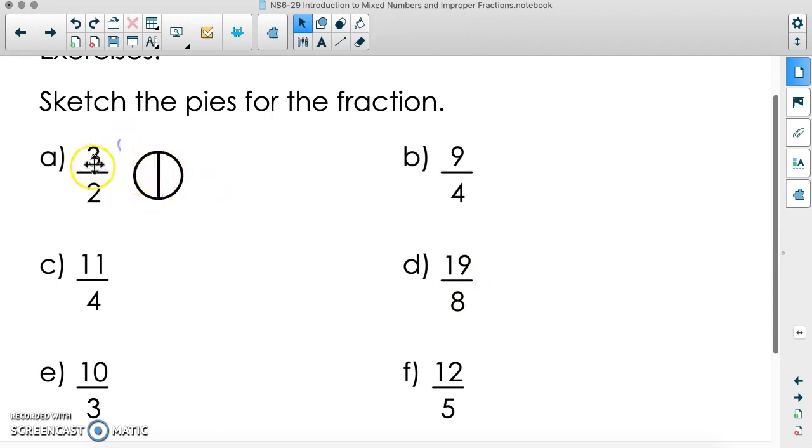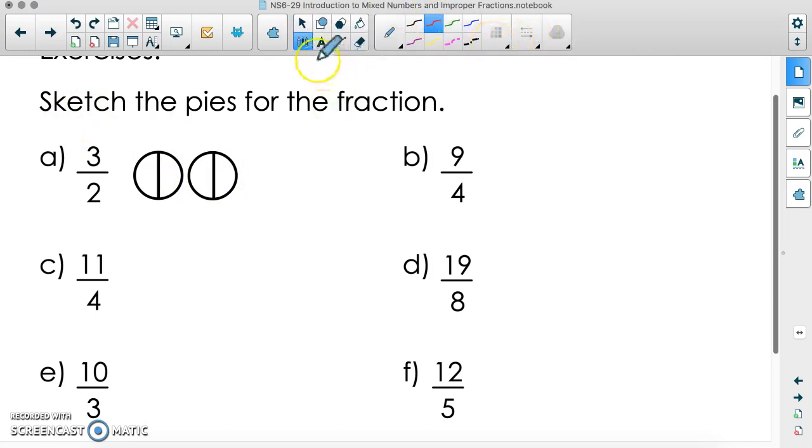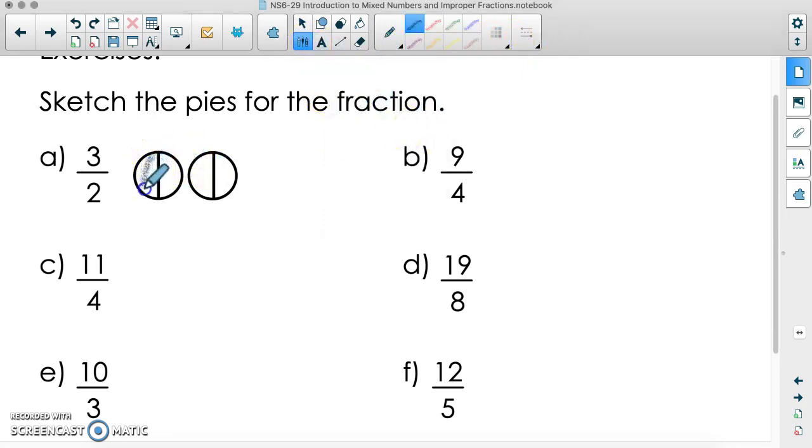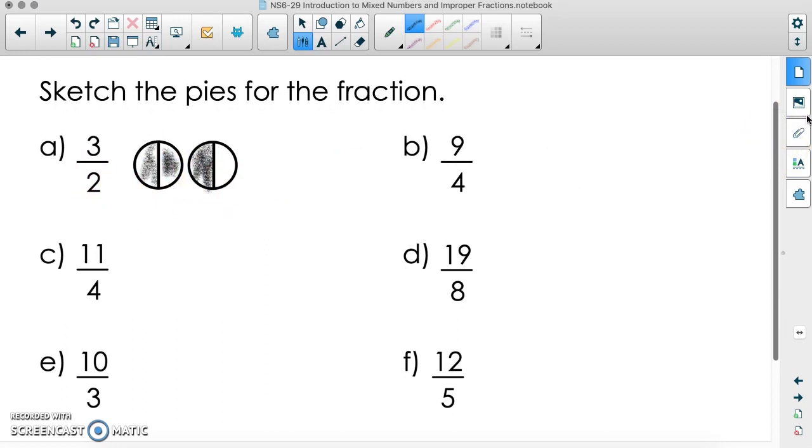I have 3 pieces, so 1 pie is not going to be enough. I'm going to copy and paste this so that I have 2 pies. Now I can shade in my pieces. My numerator is 3, which means I need 3 pieces shaded. So 1, 2, and then 3 pieces here. So I have 3 pieces and my pies are cut into 2. That's how I would show A. Now I want you to draw pictures on your whiteboard for B through to F, and then you're going to continue on with your screencast after that.